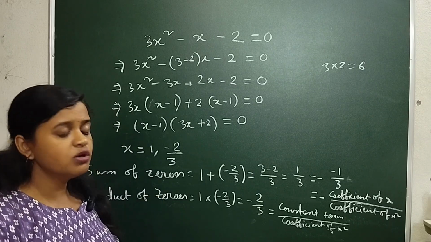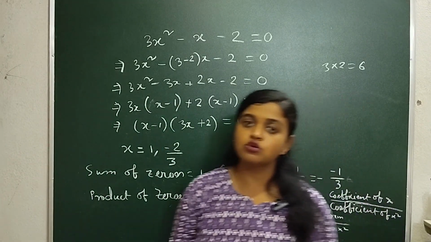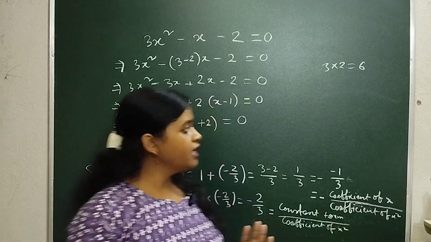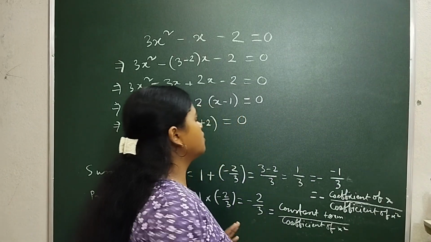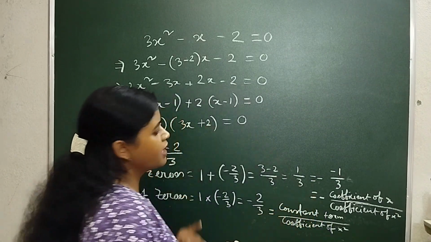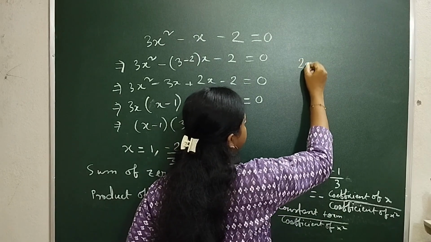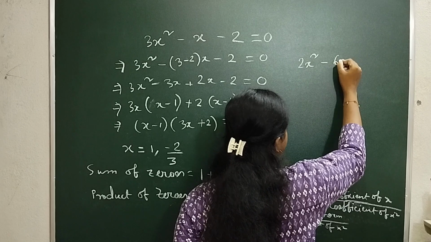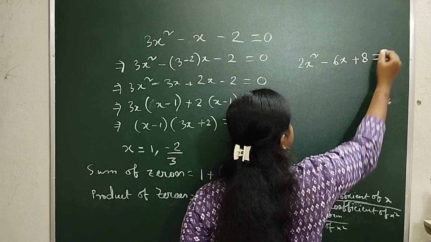Okay, so without calculating, we can find out the sum of the zeros and product of the zeros of any polynomial. So let us take an example of another polynomial. So if I write 2x square minus 6x plus 8 equals to 0.